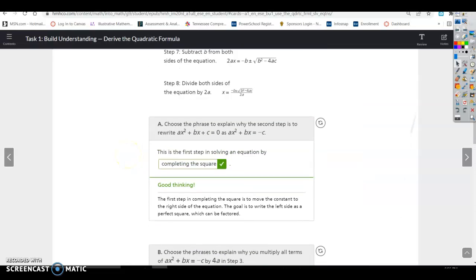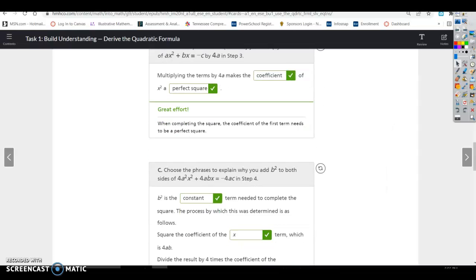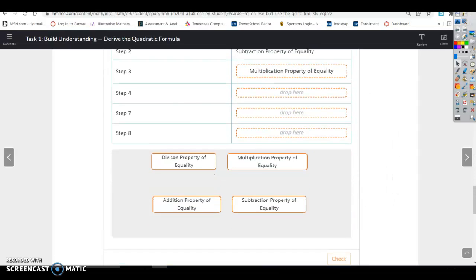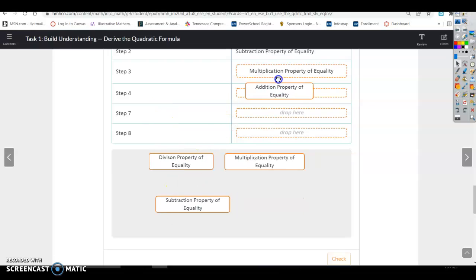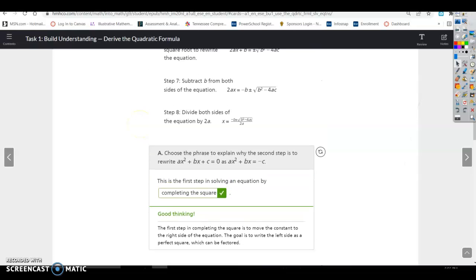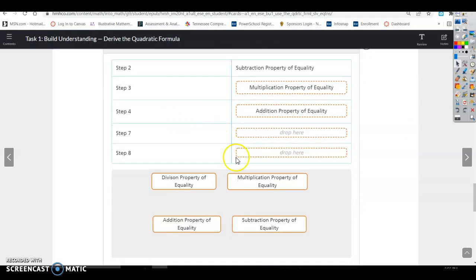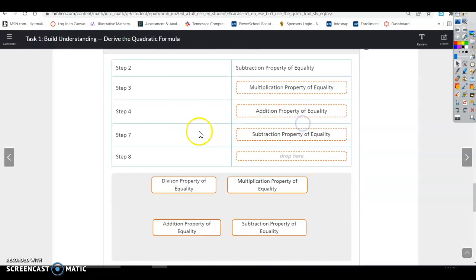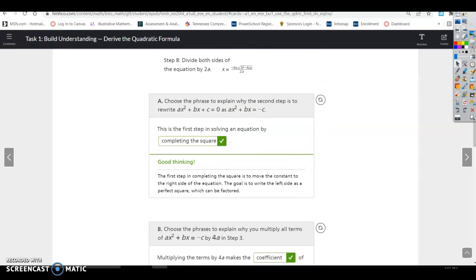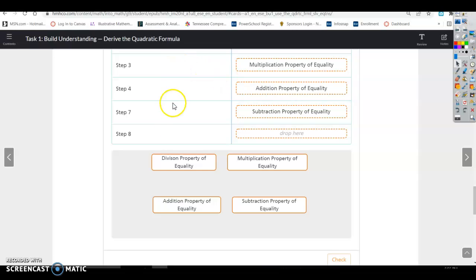Step 4, and this is add b squared to both sides of the equation. Wish we didn't have to scroll up and down, but that's part of the process here. So we are going to have to do addition property. Now it says step 7, subtract b from both sides. Subtraction property. And step 8, divide both sides by 2a. That would be division property.